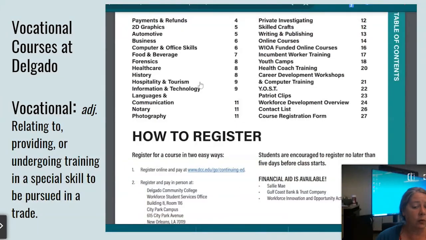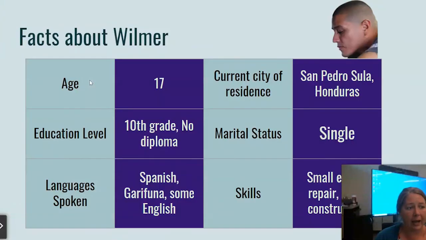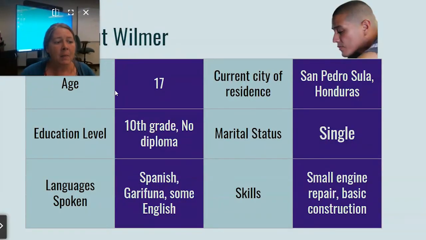So you might go to a vocational school to get special training to do a certain skill. And that's what Wilmer needs to do, right? Some facts about Wilmer. Wilmer is 17. He went to the 10th grade, but he has no diploma. He speaks Spanish, Garifuna, and some English. He currently resides in San Pedro Sula, Honduras.